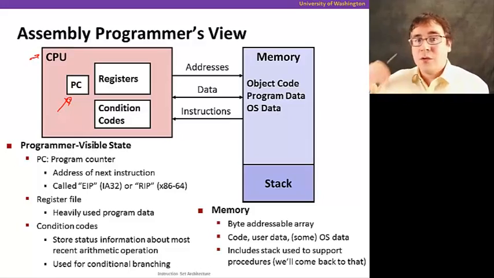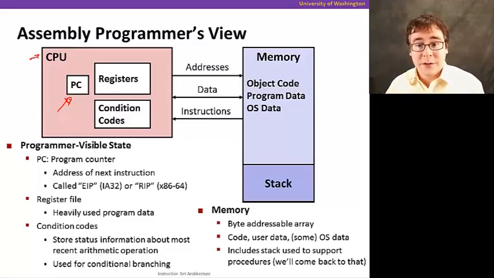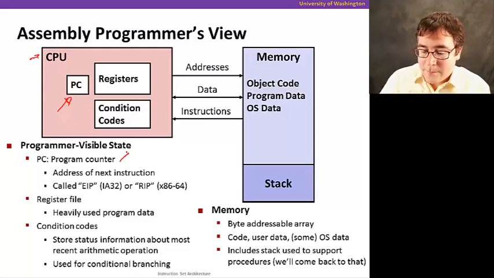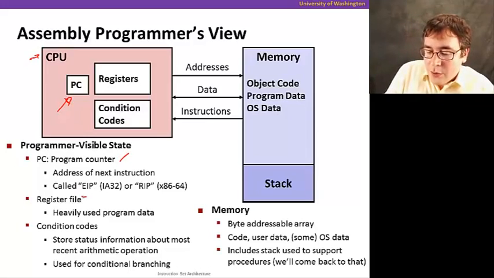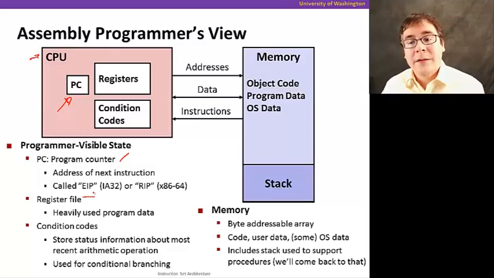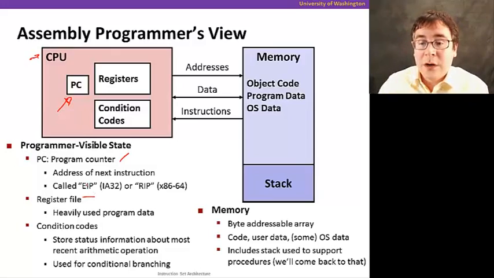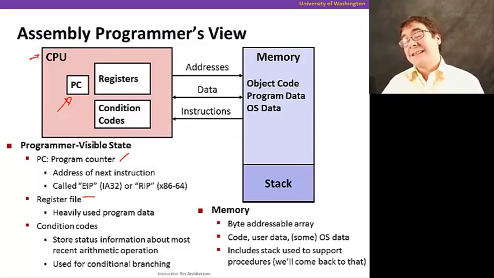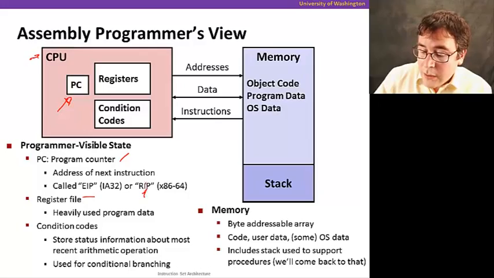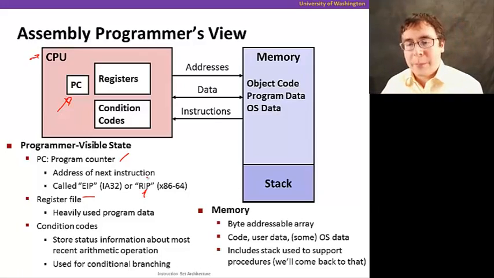Remember that a computer executes one instruction after the other. And the program counter tells which instruction is going to be executed next. By the way, it's also called EIP in IA32, where IP stands for instruction pointer and E stands for extended. And in x86-64 it's RIP, where IP also means instruction pointer. These are just names for the program counter.